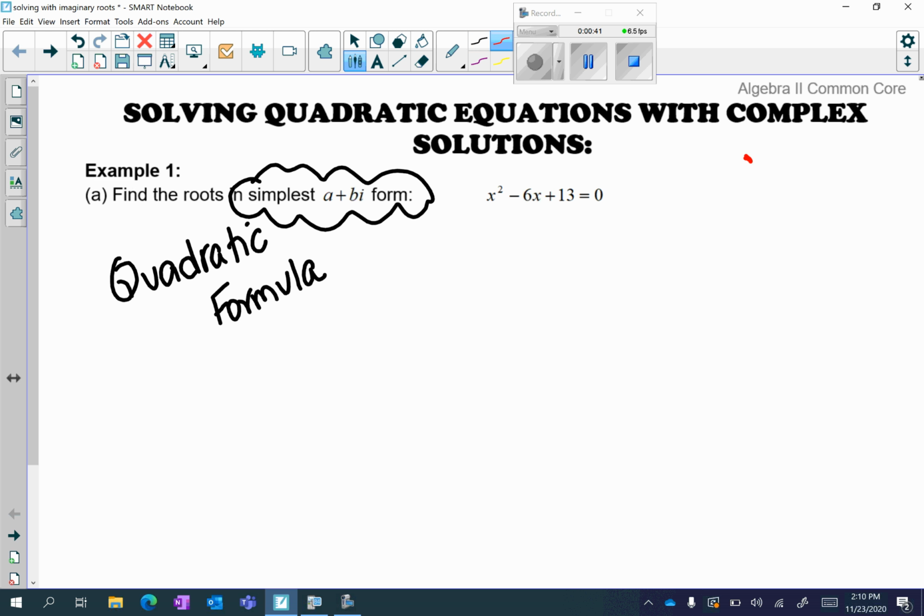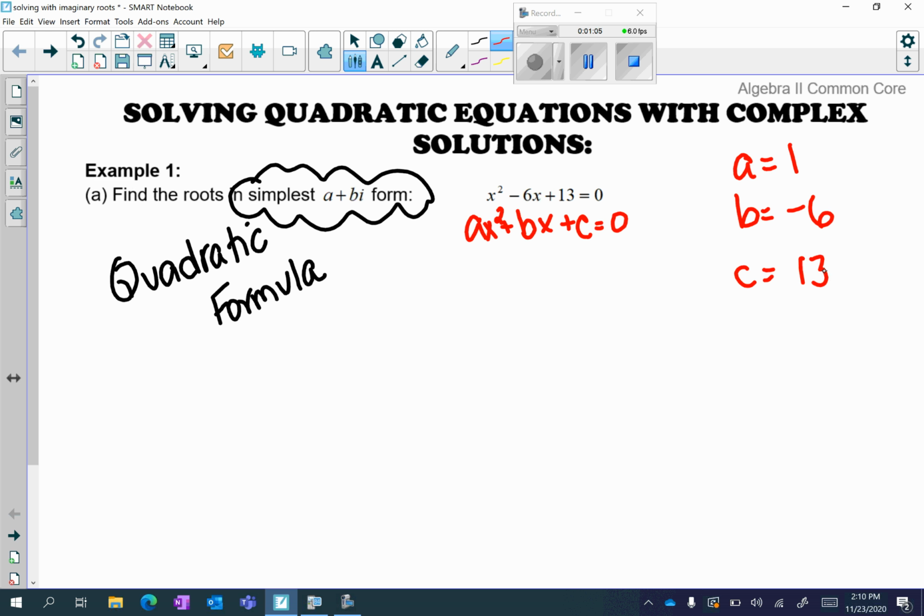So I'm going to identify my a, b, and c values. Remember, if you're in standard form, those are in alphabetical order going across. So my coefficient for x squared is 1, that's A. My coefficient for x is -6, that's B. And my C is 13, that's your constant.